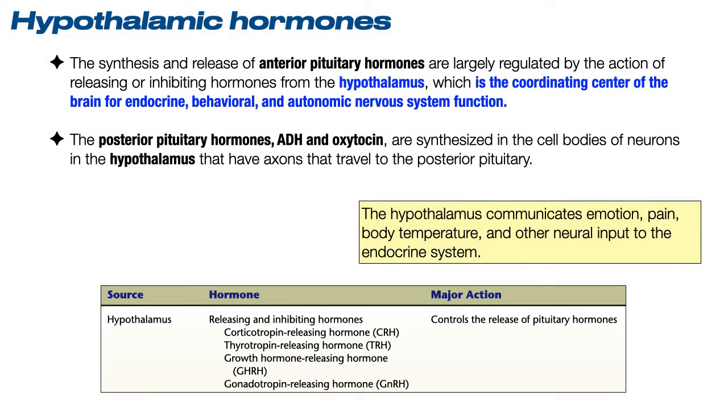So at the top we have the hypothalamus, which is part of the central nervous system, where emotion, pain, body temperature and many other inputs are communicated, and which controls the release of the pituitary hormones. The hypothalamus produces corticotropin releasing hormone, thyrotropin releasing hormone, growth hormone releasing hormone, and gonadotropin releasing hormone, as you see in this square.